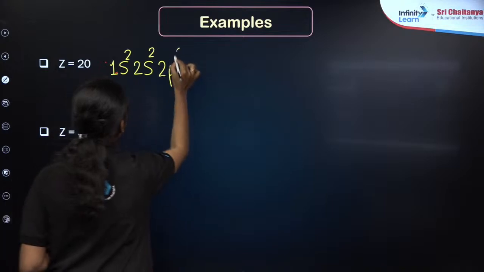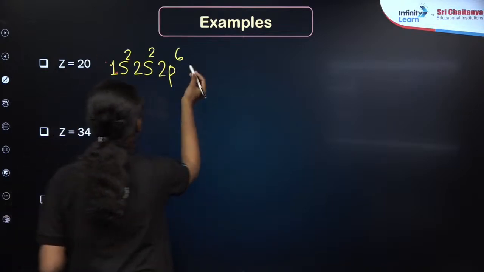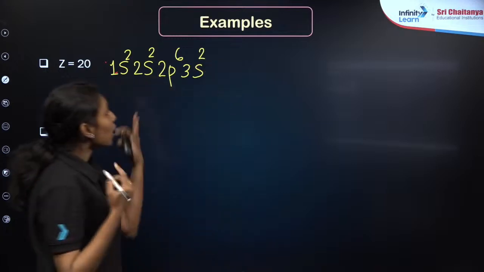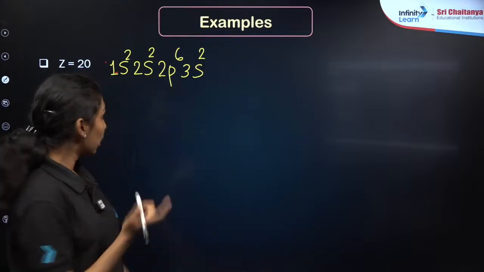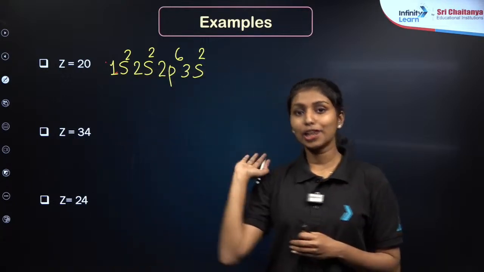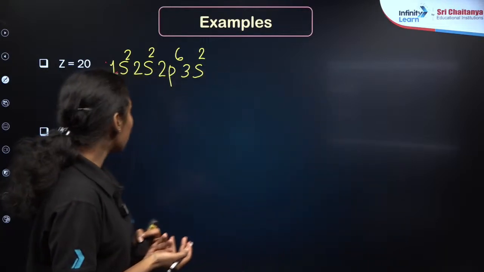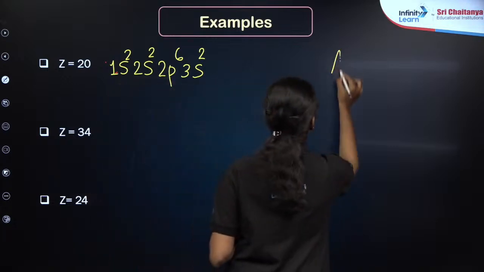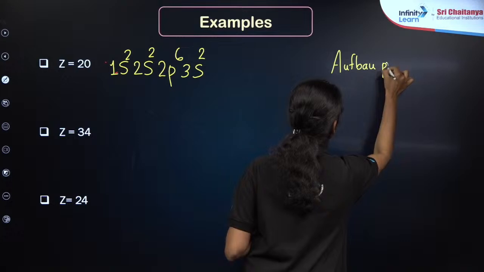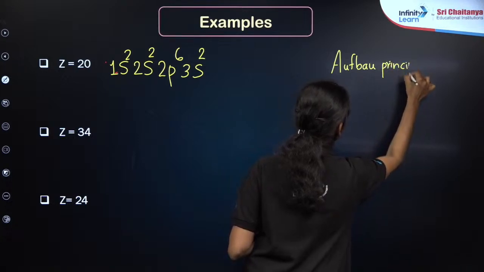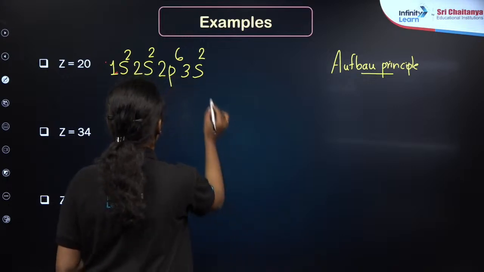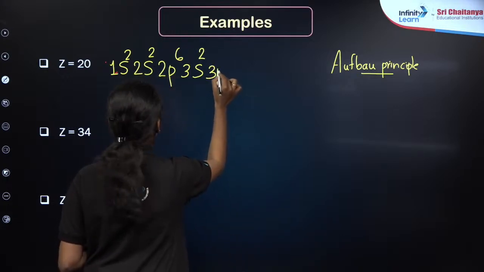How many electrons are there, right? 6 plus 2 plus 2, 10. Then 3s2, 12. Then in which orbital will the next electron go, 3d or 4s? Again recall from your chapter structure of atom. You have studied about the Aufbau principle, right? Aufbau principle. 3s2, 3p6, right?